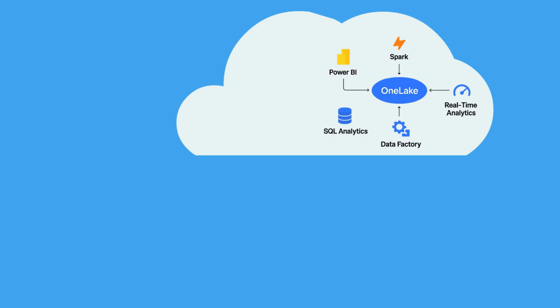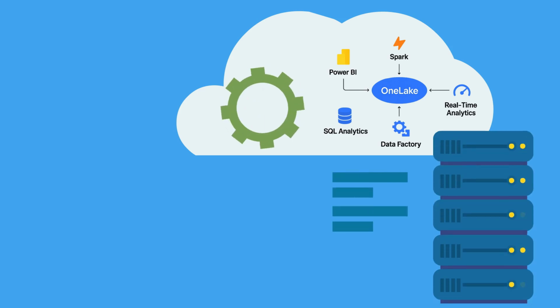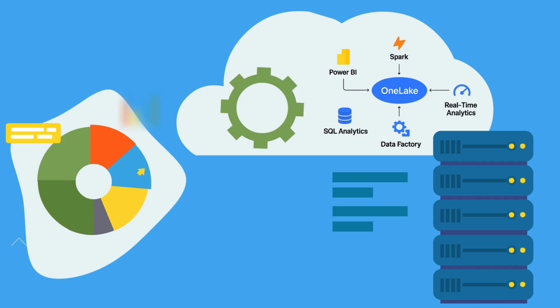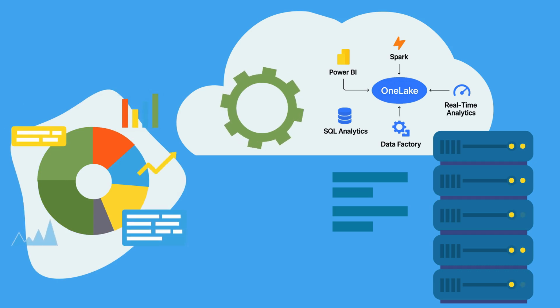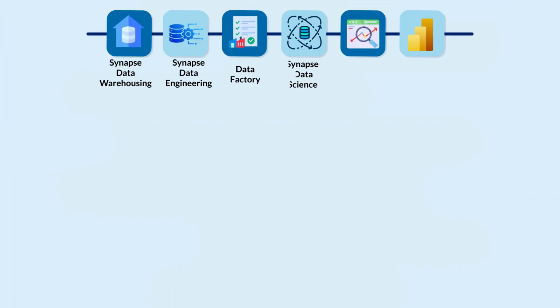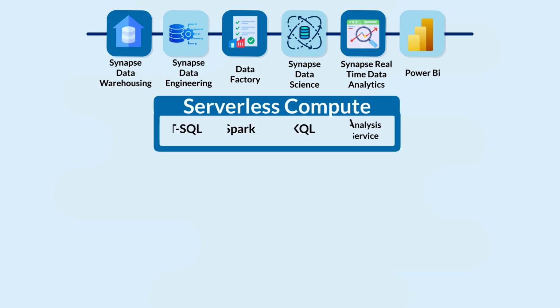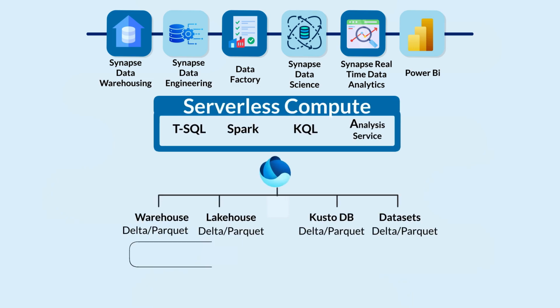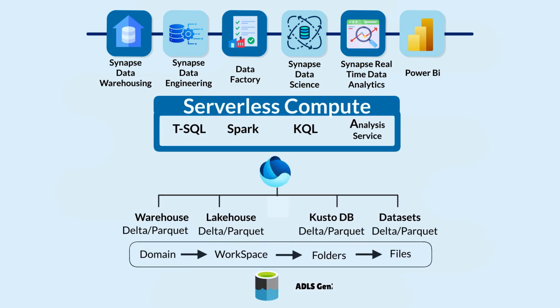All Fabric compute engines, Power BI, Spark, SQL Analytics, Real-Time Analytics, and Data Factory, access data directly in OneLake, enabling efficient, real-time analytics and data processing. Overall, OneLake provides a centralized, governed, and high-performance foundation for data collaboration and analytics across Microsoft Fabric.